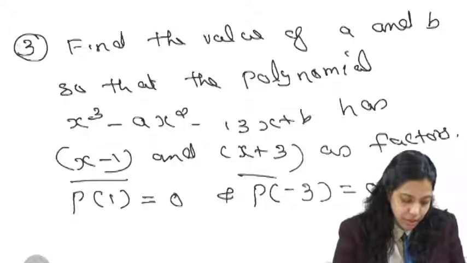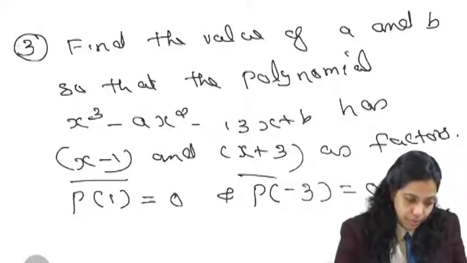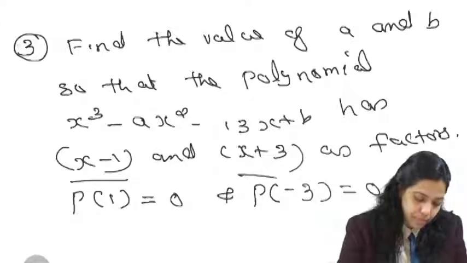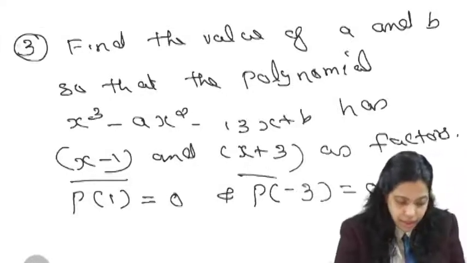Question number 3. Find the values of a and b so that the polynomial x cube minus ax square minus 13x plus b has x minus 1 and x plus 3 as factors.